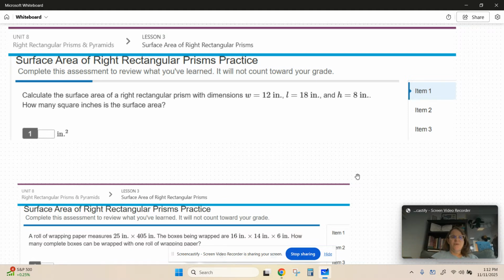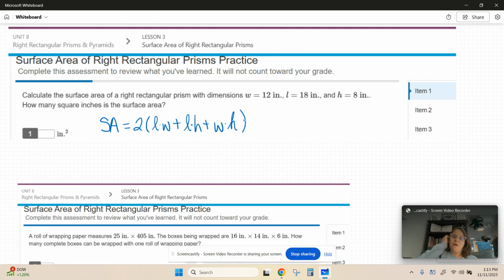Okay, so surface area of rectangular prisms is technically a sixth grade standard, but what they're doing is introducing a formula that is excellent for our eighth grade level here. And that is that the surface area is 2 parentheses length times width plus length times height plus width times height.